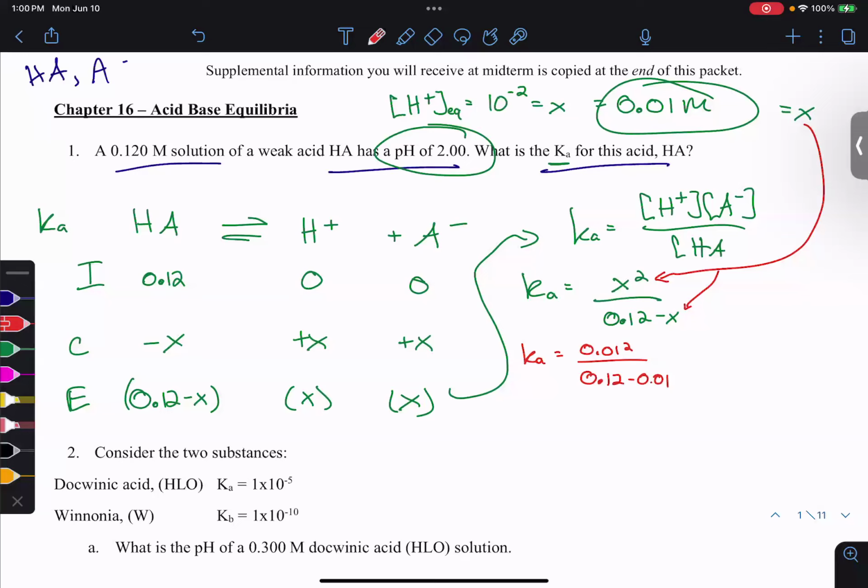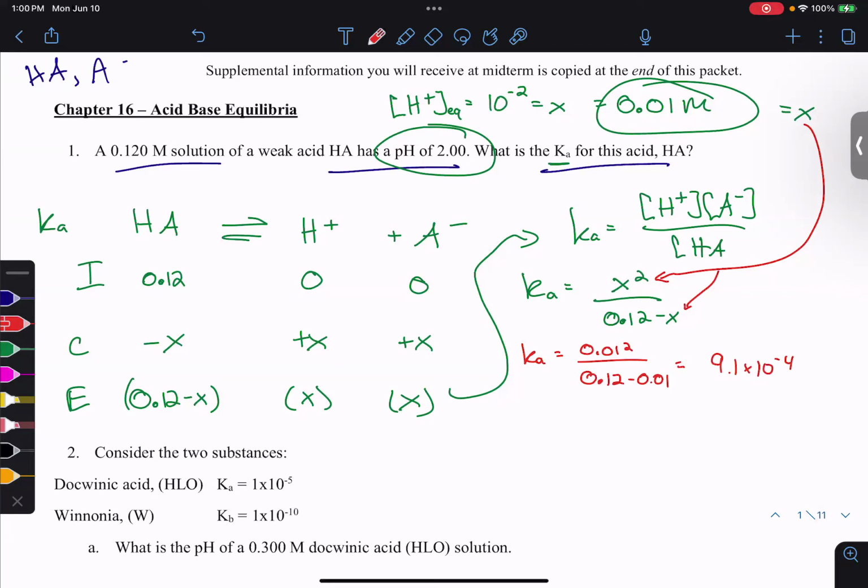Notice how 0.01, x is actually a pretty big number. It's almost 10% of the concentration. So let me just show you, if you did make the approximation, when you don't have to, what your answer will be. And you know I'm going to have both options there, if you make the approximation or not. So the answer, 0.01 squared, divided by 0.11. So my answer is 9.1 times 10 to the negative 4.